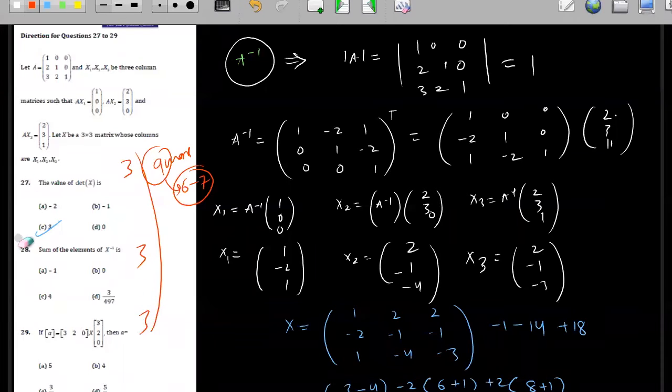Only the first option might come. Only the first option means only the first question. This part 27 can come, till 27. They will not ask 28. They will not ask 29.